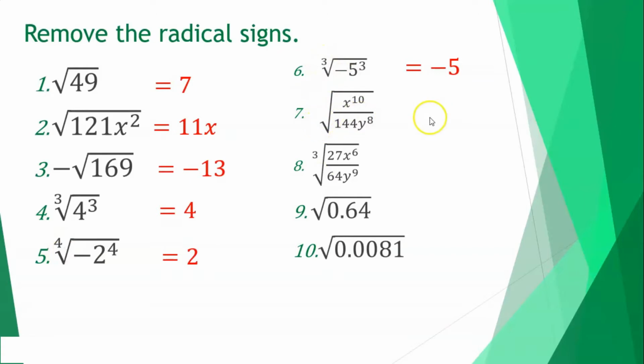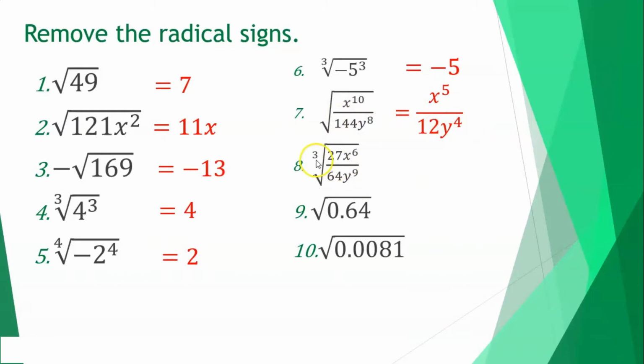Next, 7. In this case, the result here is x to the power of 5. 144, the square root of that is 12. Then, the square root of y to the 8th, it's simply y to the power of 4. So again, if it is an exponential term, to find its root, you simply divide the exponent in the radicand by the index. In this case, 10 divided by 2, you'll get 5. 8 divided by 2, you'll get 4.